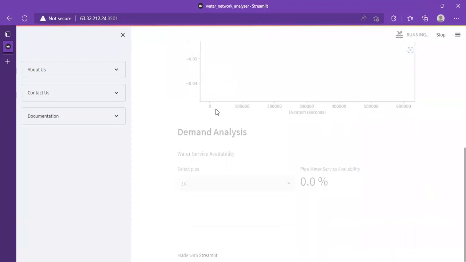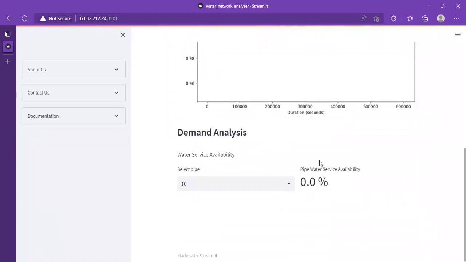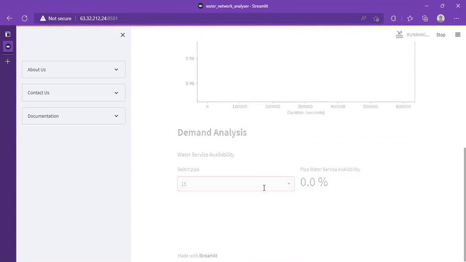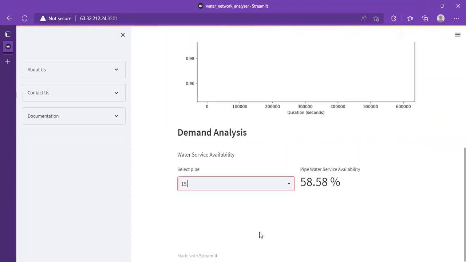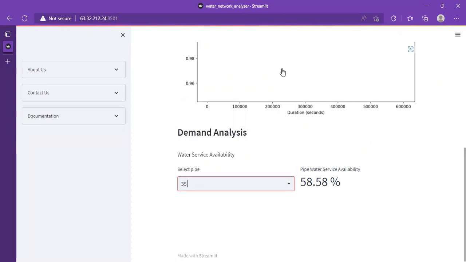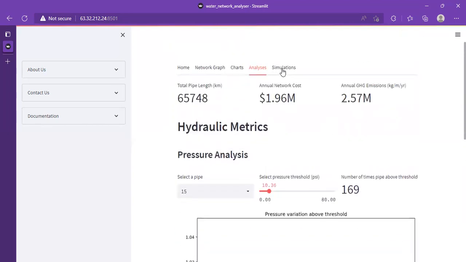And then also you can do a demand analysis. The essence of demand analysis is to visualize the availability of different elements of the water network. In this case, we can choose pipe 15 to see how available it is in the network. It is 58% available. Then we may decide to choose pipe 35 to see how available it is in the network. So this one is 100% available.